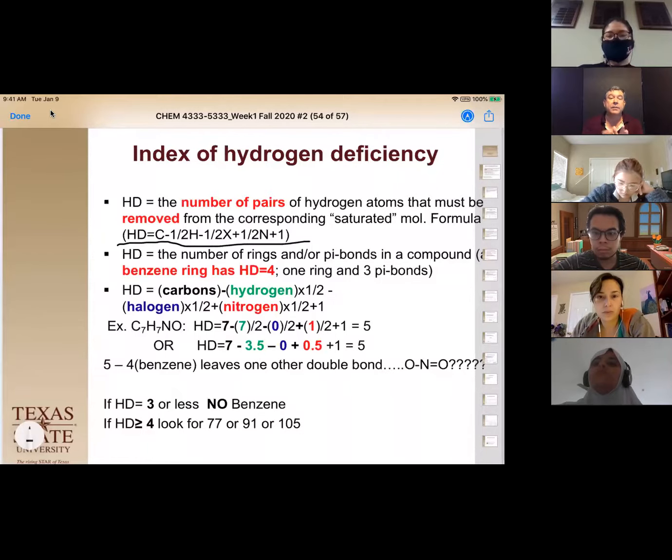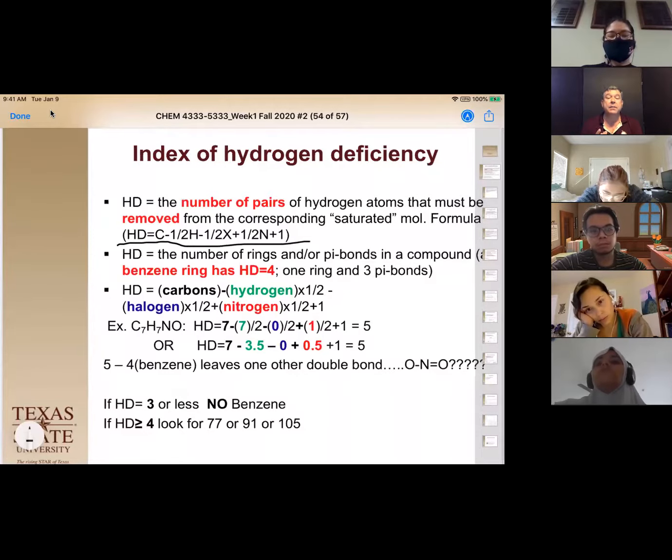Now we have plus 1/2 nitrogen. Now nitrogen, of course, wants to bond 3 times, so we're adding 1/2 of nitrogen plus the number 1. Okay, so what this means is by taking our empirical formula, plugging in the number of carbons, the number of hydrogens, number of halogens, number of nitrogens, plus that number 1, we should be able to see how many possible rings or pi bonds we have.